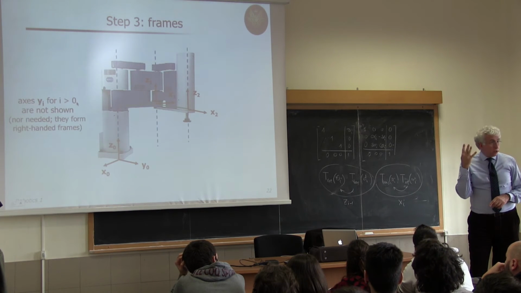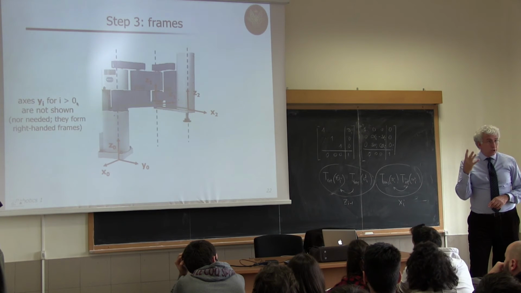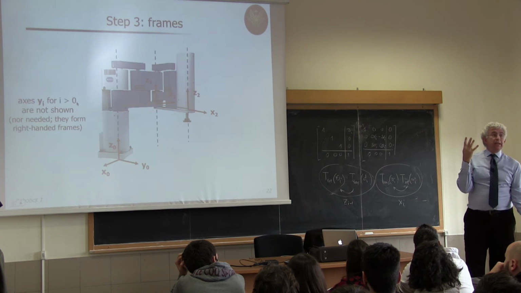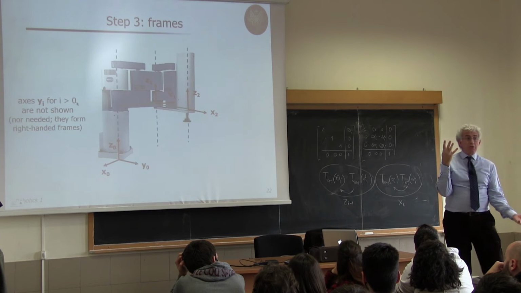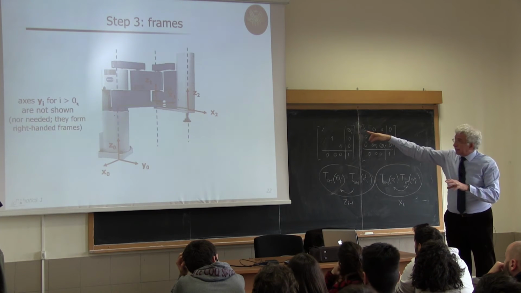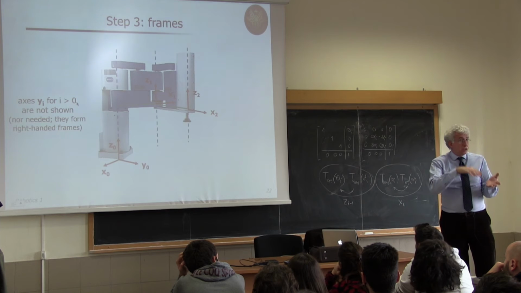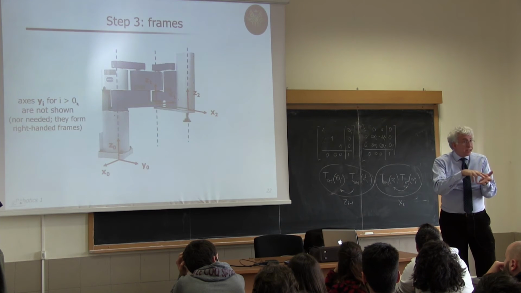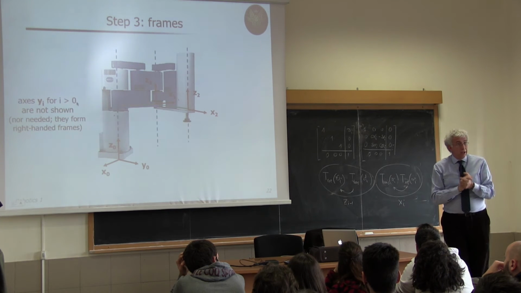Remember, this has 4 joints, so 4 moving bodies plus the base body. The base body has frame 0, so we need to assign frame 1 attached to link 1, frame 2 attached to link 2, frame 3 attached to link 3, and frame 4 attached to link 4.